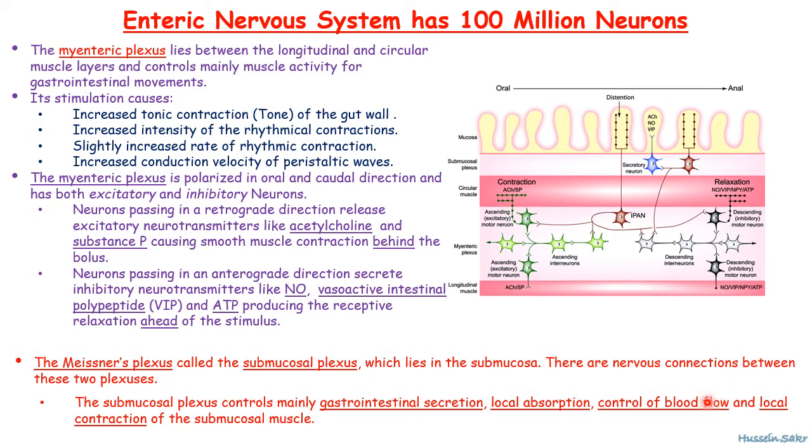As we mentioned, the second plexus is the submucosal plexus that controls the gastrointestinal secretion, the local blood flow, local absorption, and the local contraction of the submucosal muscle. That is the enteric nervous system, which is considered a part of the peripheral nervous system, and it is composed of about 100 million neurons.